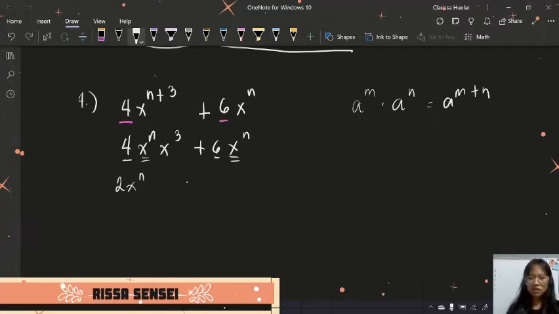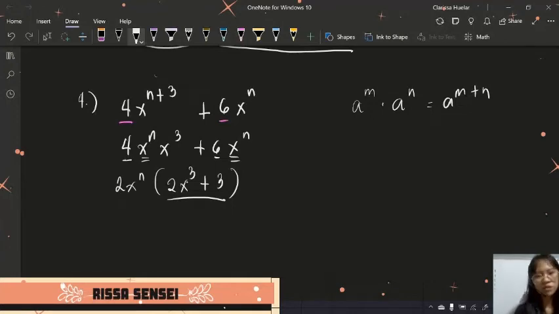So, anong matitira inside? 4 divided by 2 is 2. This divided by this will give us x cubed. And 6 divided by 2 is 3. So, wala na tayo ma-factor. Ito, hindi naman siya perfect. Hindi naman siya sum of 2 cubes. Kaya, hindi na natin ma-factor yan. This is now the final answer.